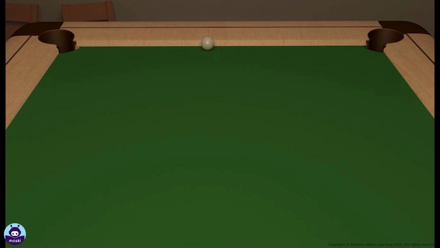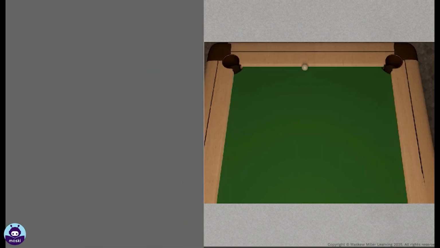Elastic collision. Consider a head-on collision of two identical balls of mass 0.2 kilograms on a pool table. The balls approach each other with a velocity of 2 meters per second in opposite directions. We choose the direction to the bottom right as positive.